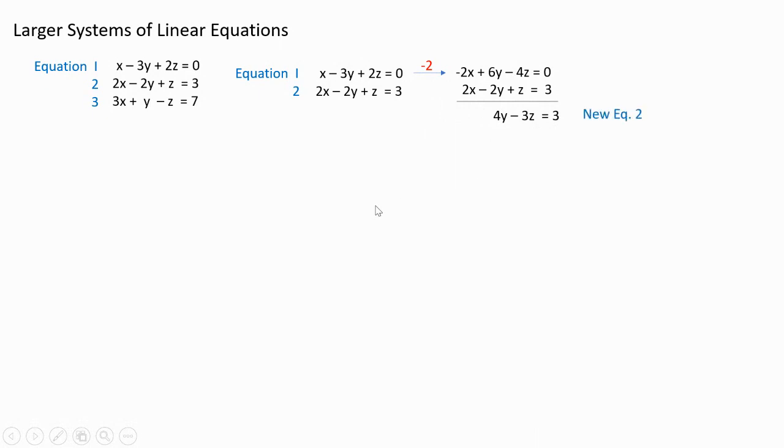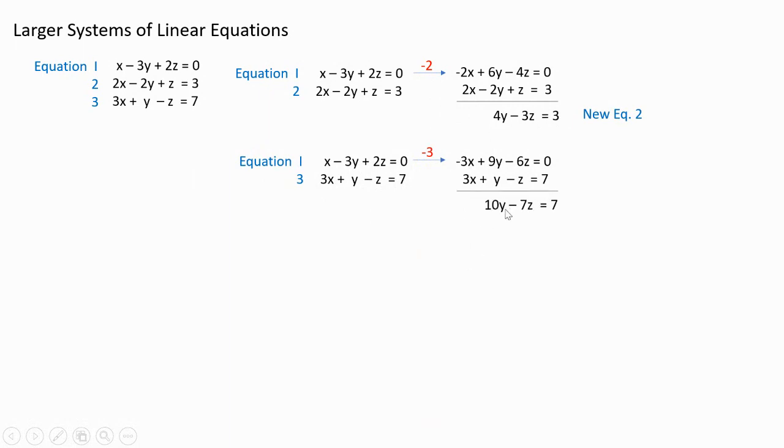Now I'll do the same thing with equations 1 and 3. Here I'm going to multiply equation 1 by -3, because remember, I want to eliminate the X's. So -3 times every term in equation 1 will result in -3X plus 9Y minus 6Z equals 0. Then equation 3, we just bring it over, and then we add them, right? So the X's get eliminated. So it's going to give us 10Y minus 7Z equals 7. That's my new equation 3.